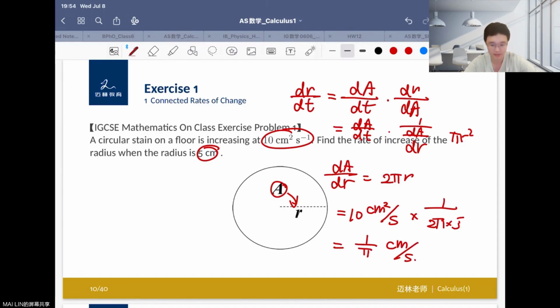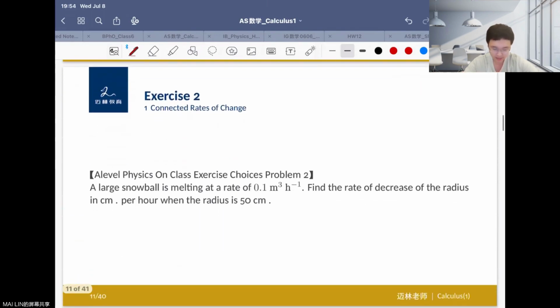That is it. Another exercise you can solve by yourself after the class. If you have already solved it, you can leave your answer to me and I will reply to you.